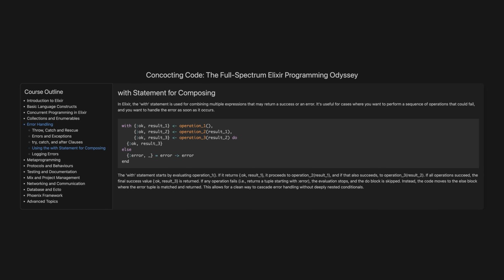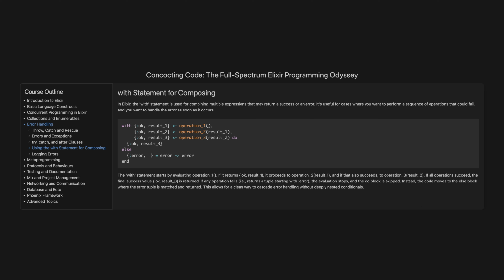Using the with statement for composing. In Elixir, the with statement is used for combining multiple expressions that may return a success or an error. It's useful for cases where you want to perform a sequence of operations that could fail, and you want to handle the error as soon as it occurs.